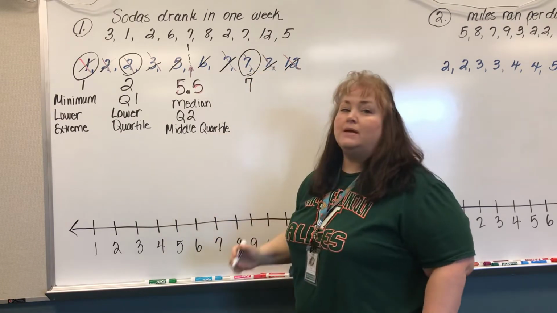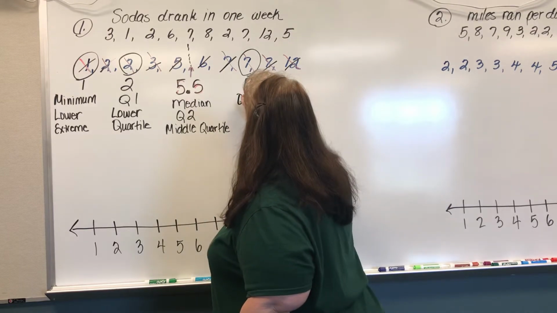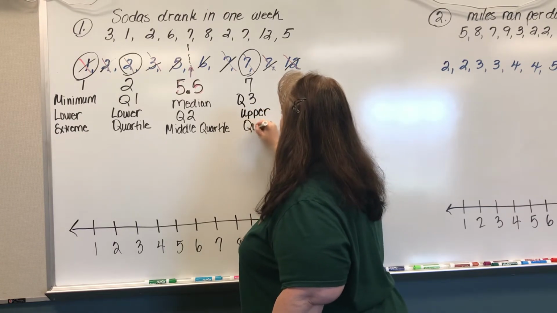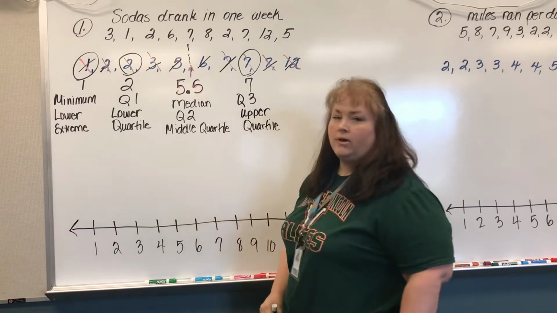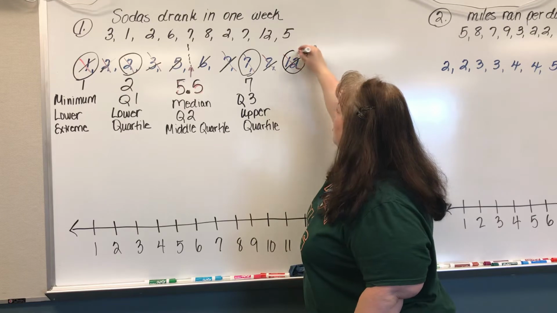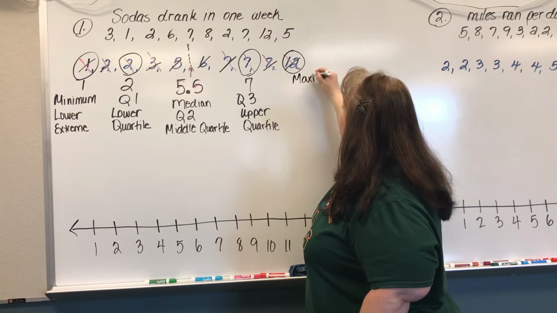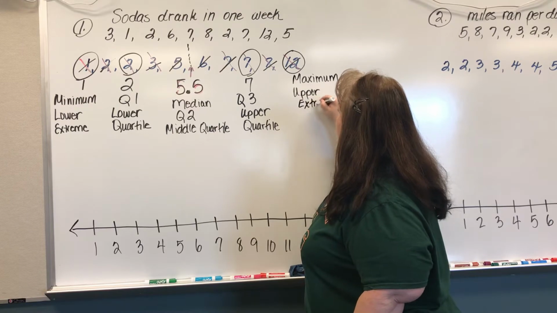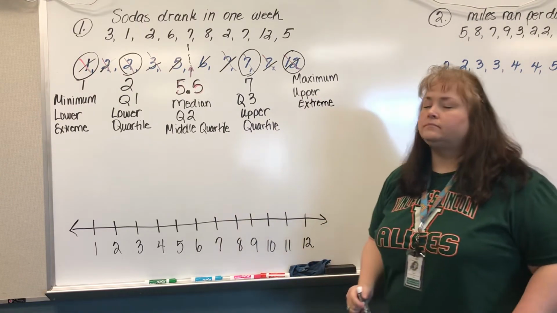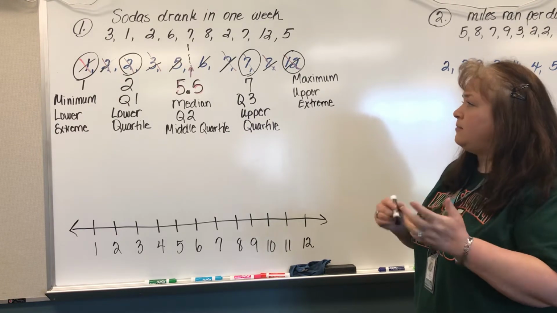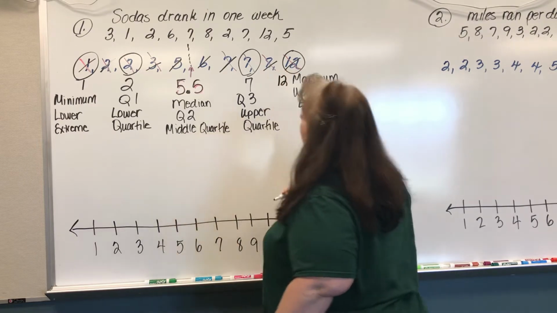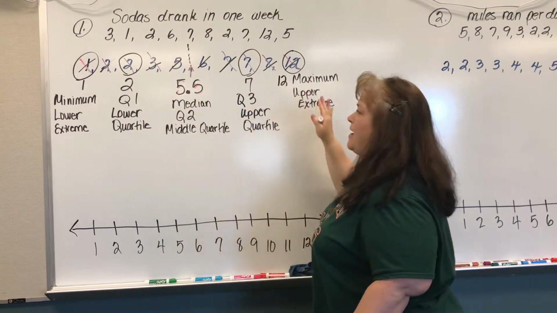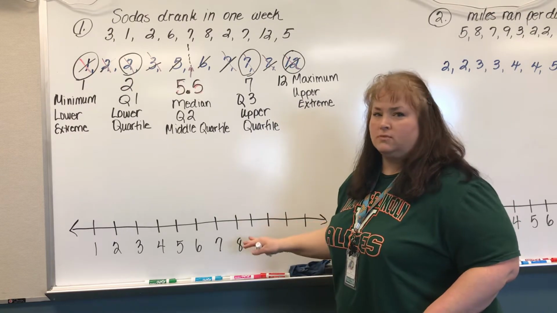So we get a 7 for our median of the upper half, and that's called quartile 3, and the upper quartile. Okay. Then we want to identify our largest number, which is our maximum or the upper extreme. Okay? So we have all of our numbers that we need. We have 5 numbers: the minimum, the lower quartile, the middle quartile, the upper quartile, and the maximum. You need all 5 numbers in order to make your box and whisker plot.